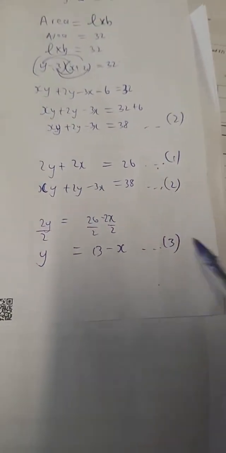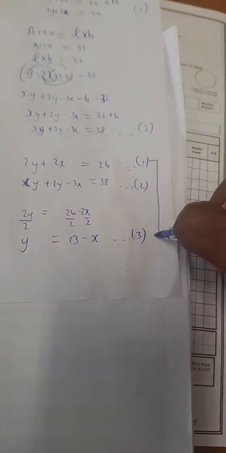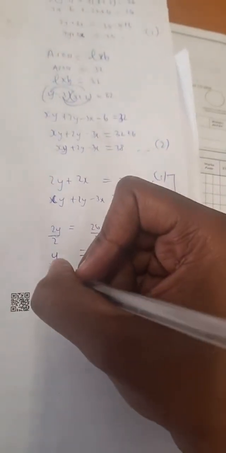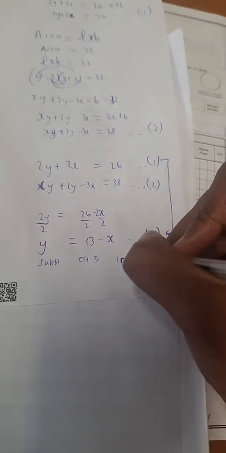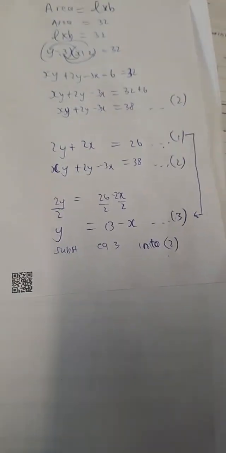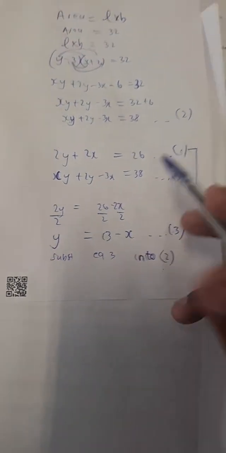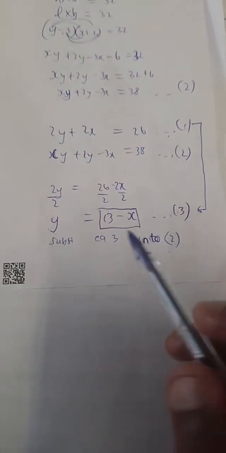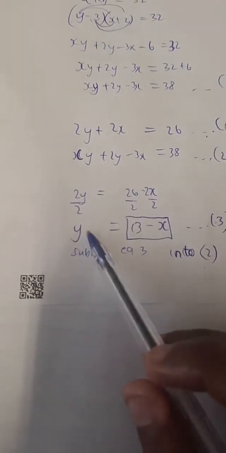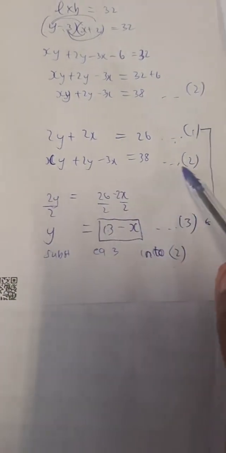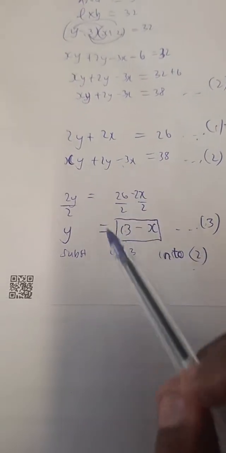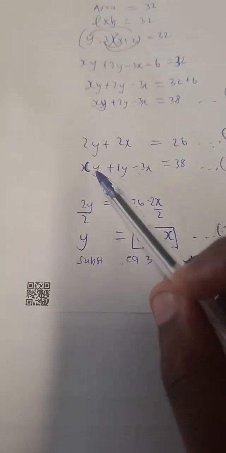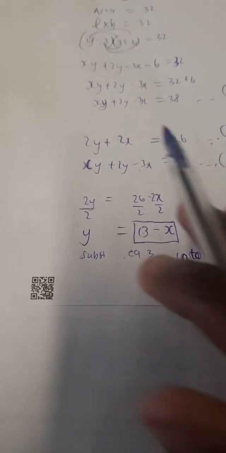This is going to be my equation 3. So equation 2 now becomes equation 3. Then I take equation 3 and substitute it into the other equation that has not been touched, which is equation what? Equation 2. I take the subject of equation 3, which is 13 minus x, and in the place of y, I substitute 13 minus x in equation 2. So 13 minus x is to be substituted everywhere where y appears in the equation. So let's go.